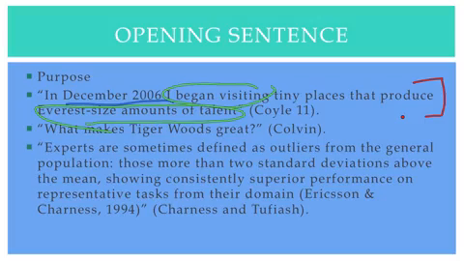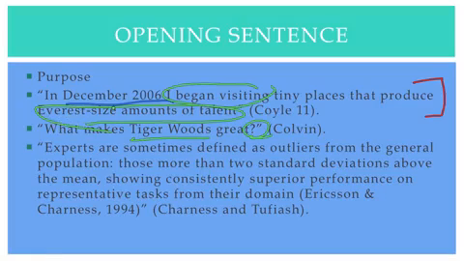Here's Colvin's sentence. What makes Tiger Woods great? And this idea of a question is another strategy for opening sentences that works. Not all questions work in that mode, so you'll want to think carefully. But also, Tiger Woods, something that many readers are going to know his name. Some won't, but at least some will. You want to start with, I think, something that's familiar to people, right? So I think Everest is familiar to most people. Tiger Woods is familiar to at least a large segment of people.